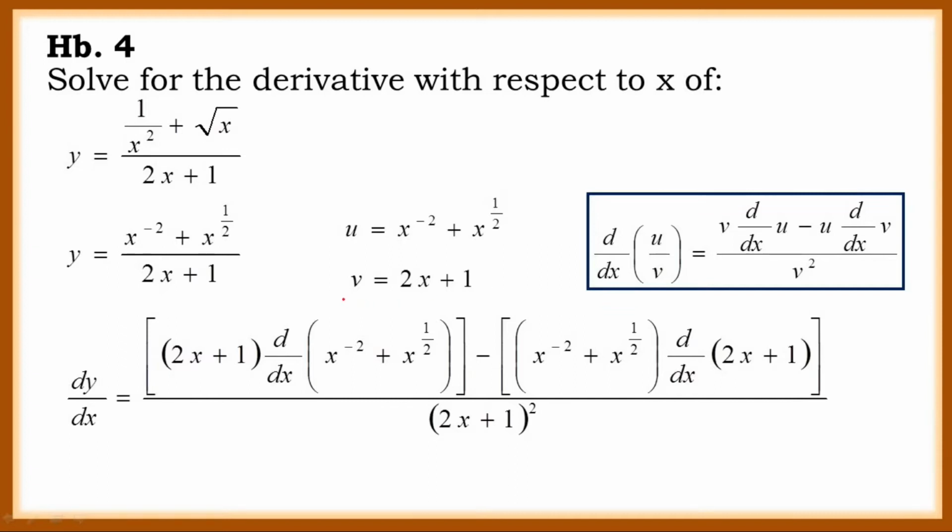Ang mangyayari, our low times the derivative of our high, and then minus our high times derivative of our low. Again, low times derivative of high minus high times derivative of our low. And this is all over the square of our denominator. Now, we have to get the derivative of this part and then also this part.